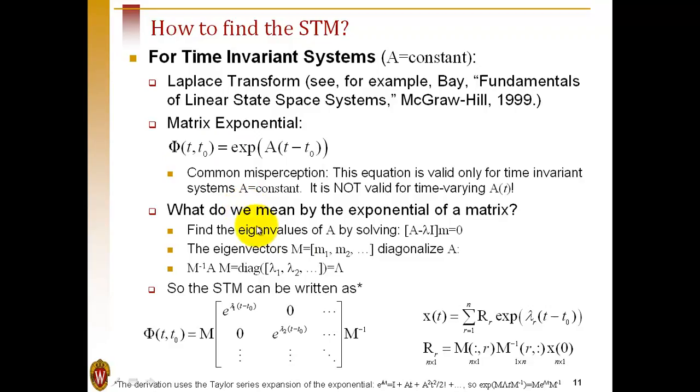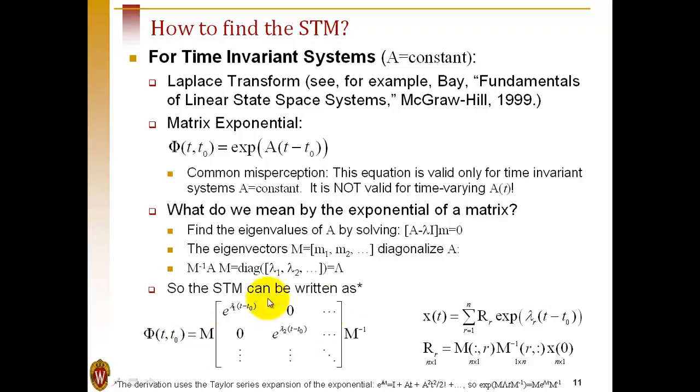It might be helpful to review what we mean by the exponential of a matrix. You could work this out using the Taylor expansion formula for the exponential and see how this works. Or using a modal decomposition, one could show that the state transition matrix is just the eigenvectors, an exponential of each of the eigenvalues times t minus t0, and then the inverse of the eigenvector matrix.